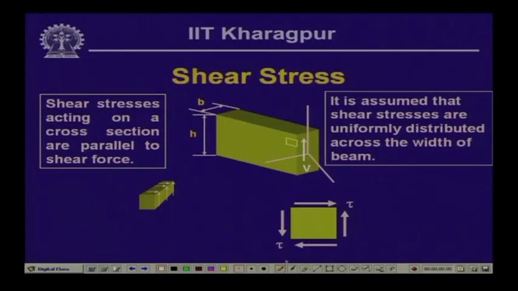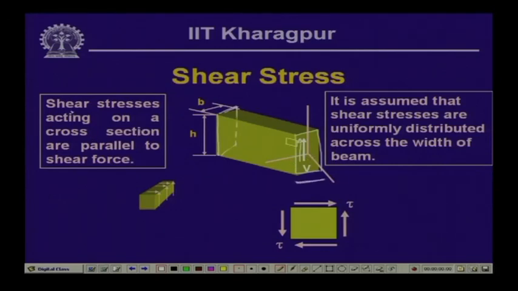Now, let us look into this particular figure, wherein we have taken a part of the beam segment which is subjected to the loading. This is the positive shear force acting on this particular face, and this member is of rectangular cross section having a depth h and width b. Now, we assume two aspects over here.